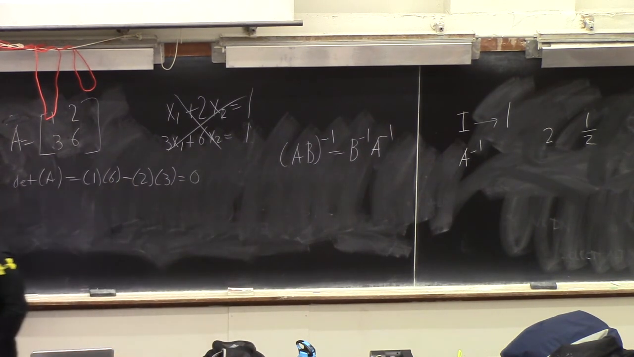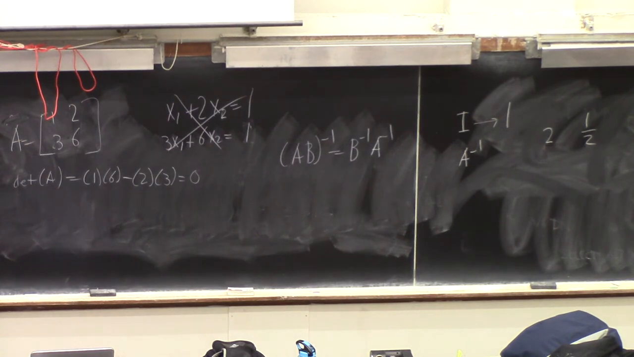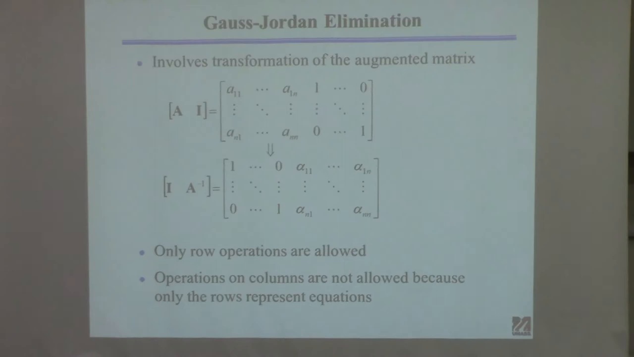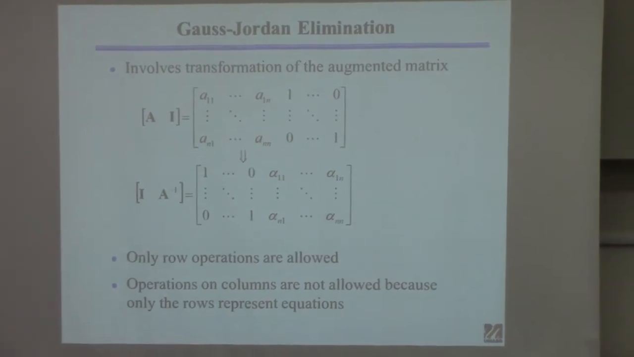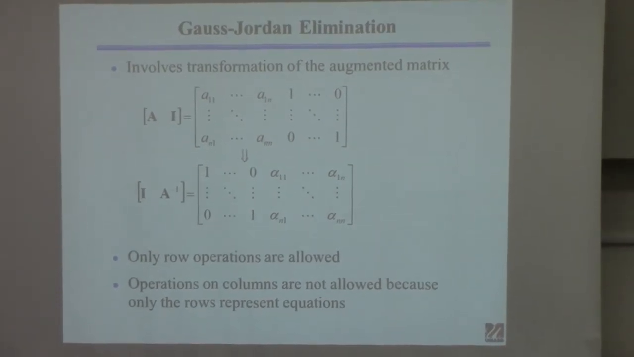Okay, so we still don't know how to compute this thing for a general problem, right? So what I've said is the inverse is fun. That's the first thing. Second thing I've said is if you have a 2x2 matrix, you can compute it like I told you on the previous slide. Okay? That seems a bit limiting, right?